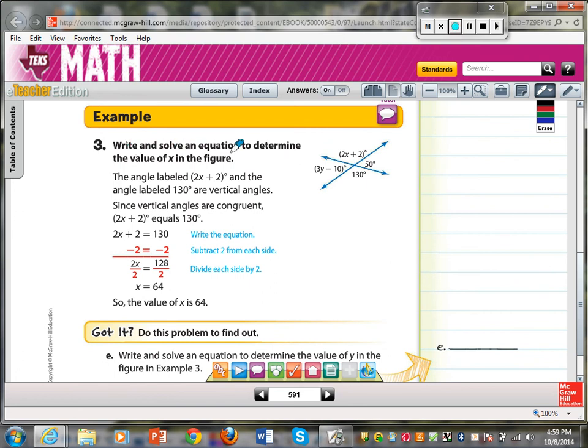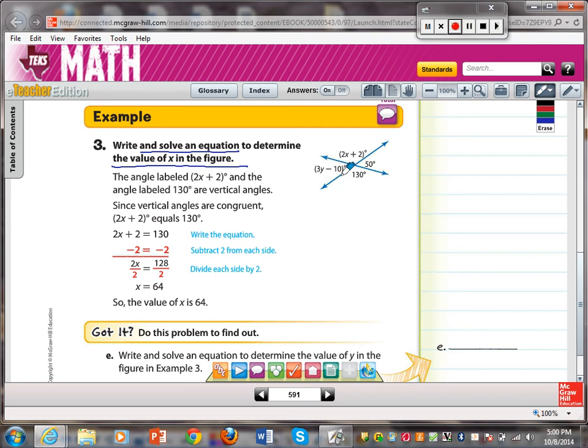Write and solve an equation, I think you've seen this before, to determine the value of x in the figure. Well, with your new knowledge now, you can understand now that these two angles here are called vertical angles and that they are going to have the same measure. So if this one is 130 degrees, that means that all this has to equal 130 degrees. And there you can make yourself an equation. Same thing with this. If this angle is 50, that means that all this has to equal 50. And that's how we come with the equations here.